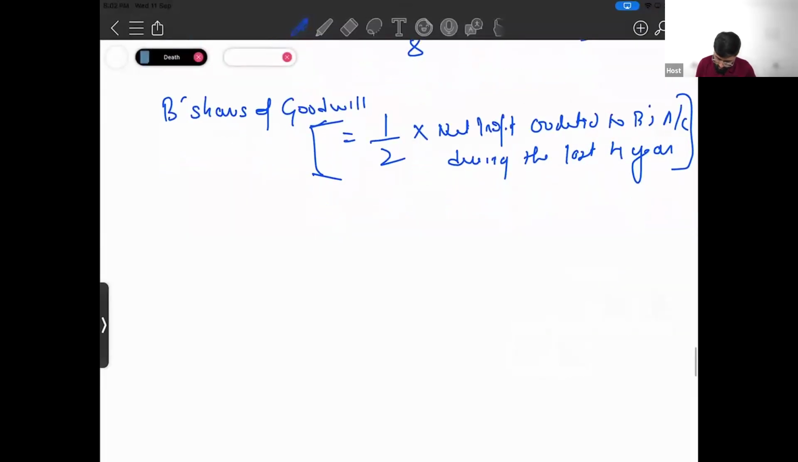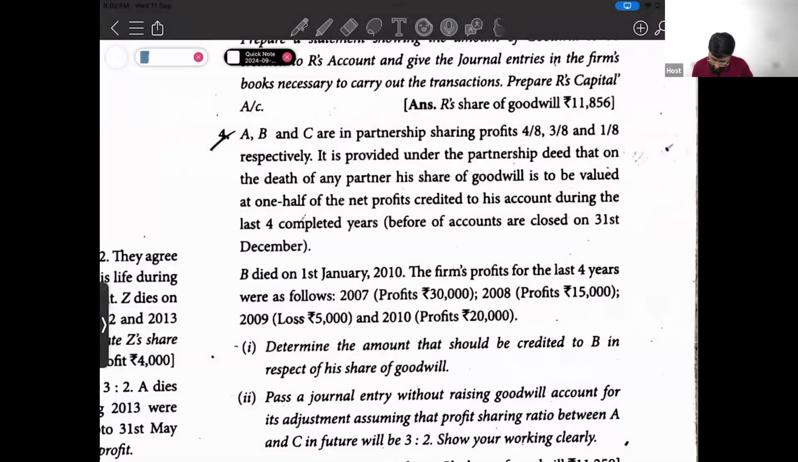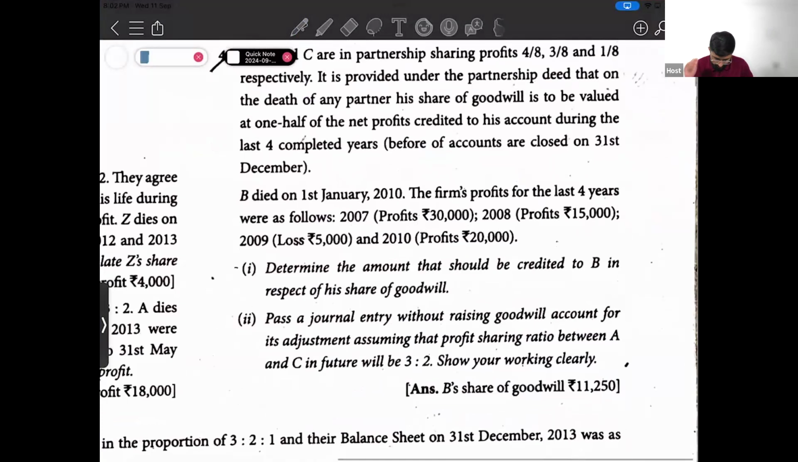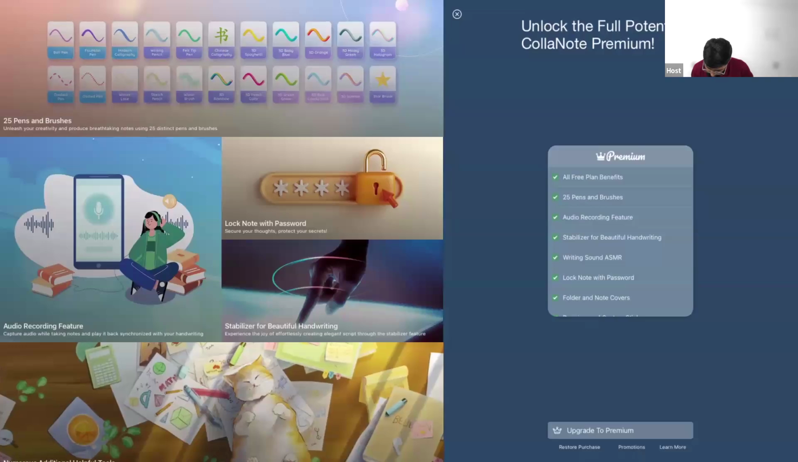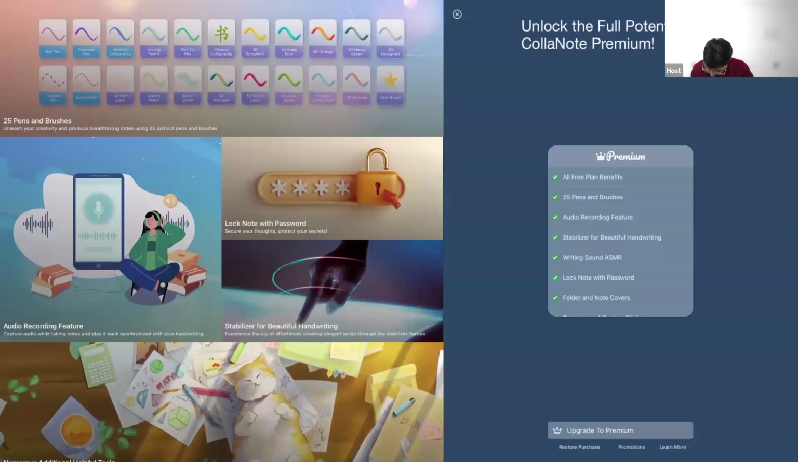So now what we have to do is find out what was the profit credited to his account during the last 4 completed years. B died on 1st June 2010. The firm's profit for the last 4 years: 2007 profit 30,000, 2008 profit 15,000, 2009 there is a loss of 5,000, and 2010 there is a profit of rupees 20,000.